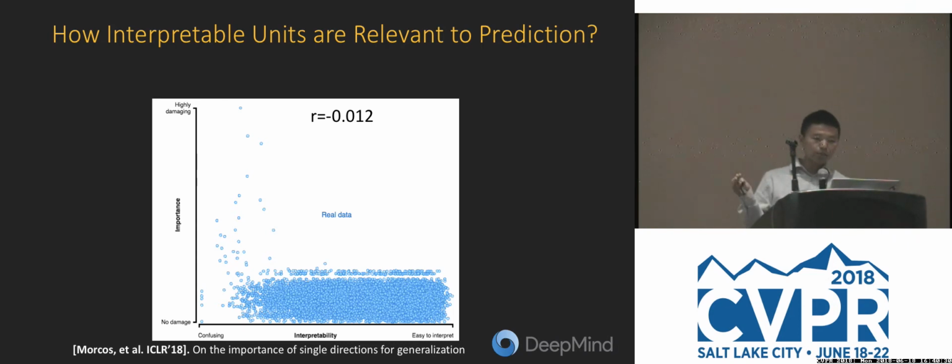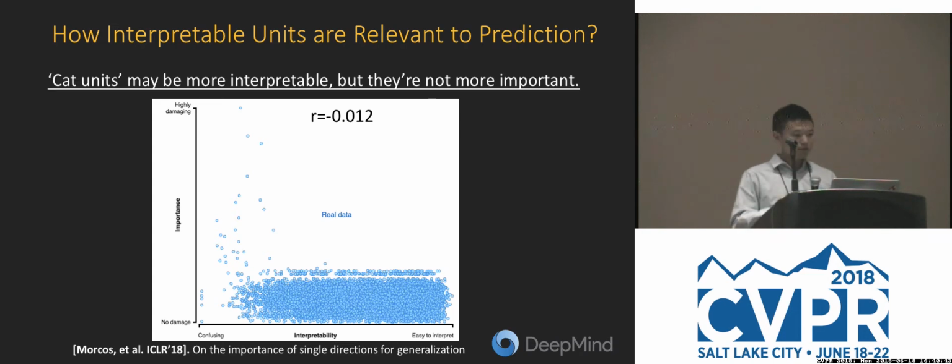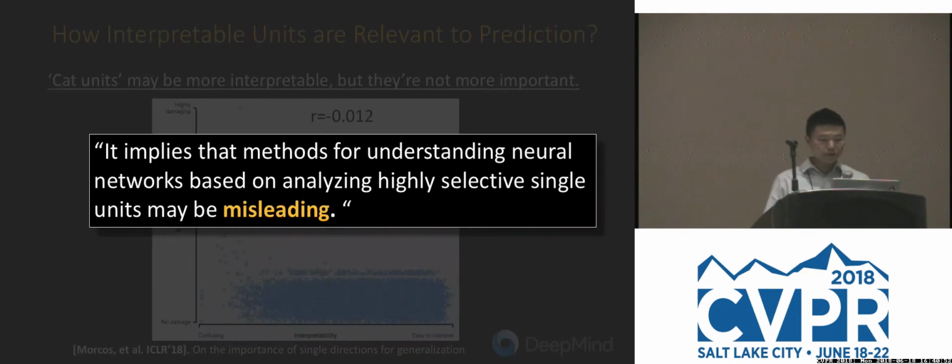Basically, this plot shows that there is a pretty weak or no correlation between the unit interpretability and the unit importance. You can see the correlation R is close to zero. So they reach this conclusion: the cat unit may be more interpretable, but it is not more important. They further have some claims in the paper. They say that it implies that methods for understanding neural networks based on analyzing highly selective single units may be misleading.